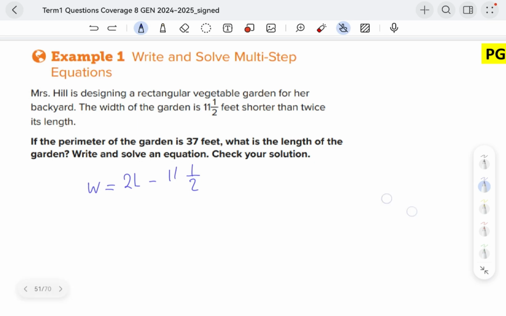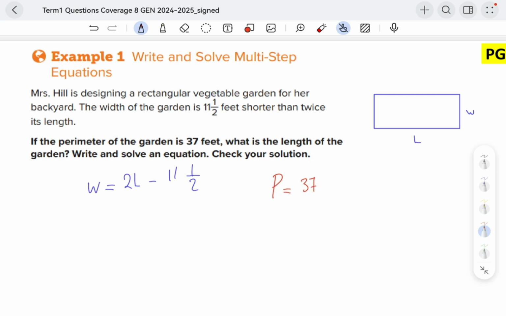This is the width. If we draw the garden, it's a rectangular shape. This is the length, and here is the width. It says that the width is smaller than twice the length by 11.5 feet. So now, if the perimeter of the garden is 37 feet, what is the length of the garden? So the perimeter is given for us. Perimeter equals 37 feet.